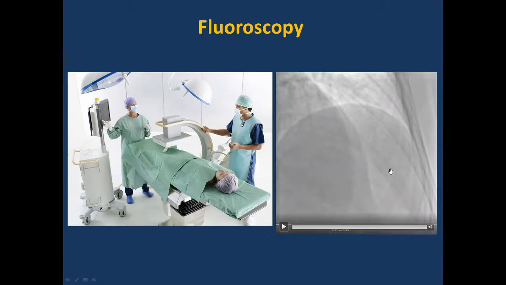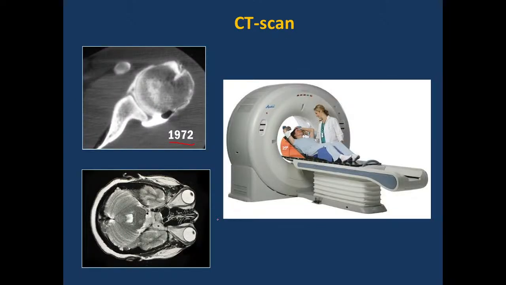CT scan is a modern type of X-ray examination, which was invented in 1972 in California, in the United States. And now with the CT scan, we can examine the body and get the section. It looks like a section at some levels.